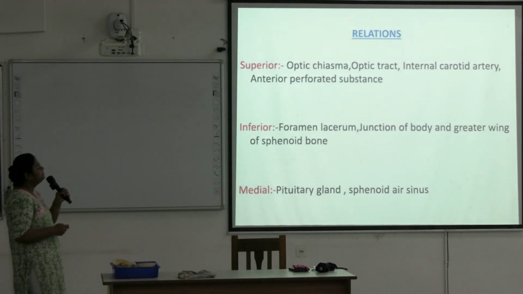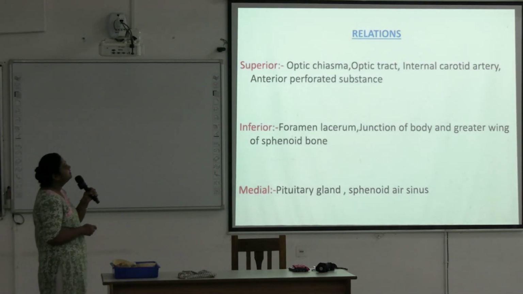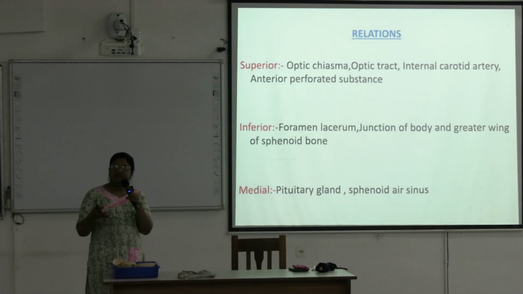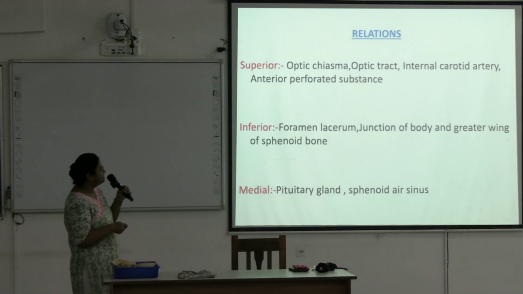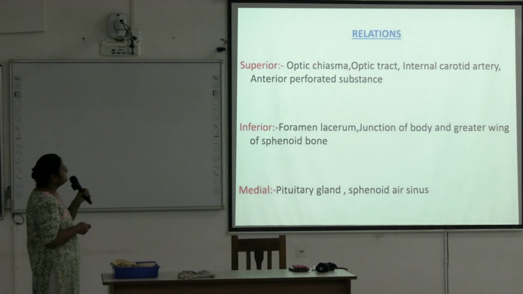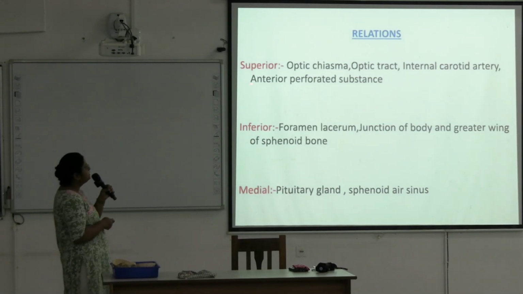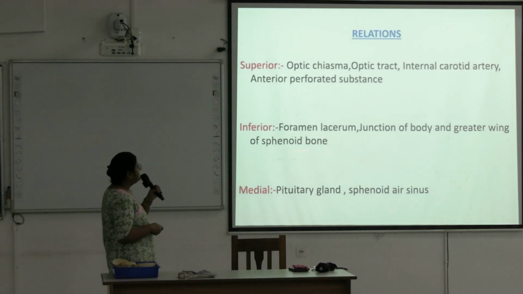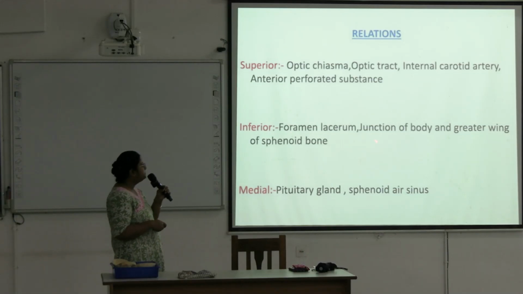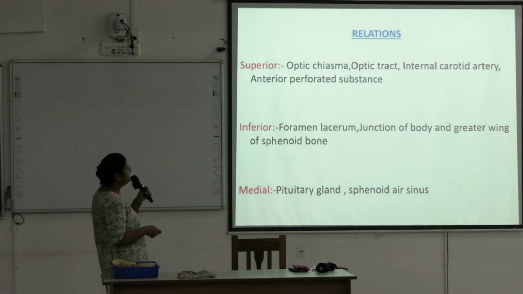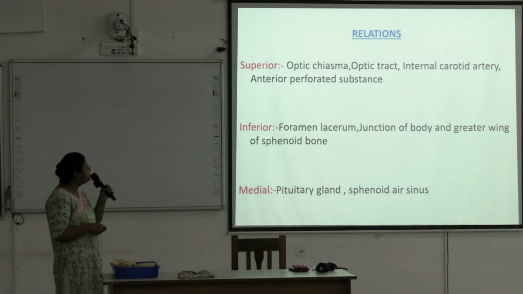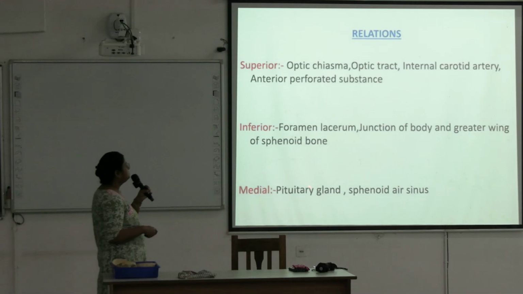So, relations of the cavernous sinus. Superiorly, you have seen the parts of the brain, the inferior surface of the brain. These structures were located there. So the superior relation of this cavernous sinus will be the optic chiasma, optic tract, internal carotid artery, anterior perforated substance. And inferiorly lies the foramen lacerum. Foramen lacerum lies at the posterior end, junction of the body and greater wing of the sphenoid bone, mainly the body parts. Medially, there will be the pituitary gland.